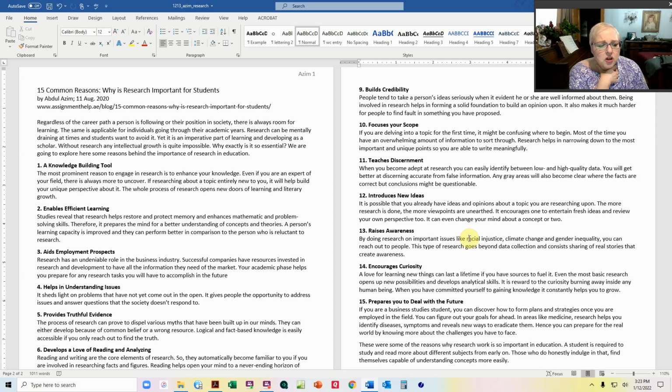Let's say that, you know, you want to go into environmental science, right? Well, then look at the trends. What are people worried about when it comes to the environment? And then maybe you can specialize in an area that, you know, people say is going to be really needed, right? And so that's how research can prepare you for the future.